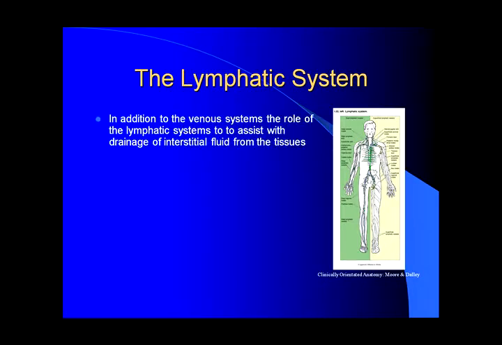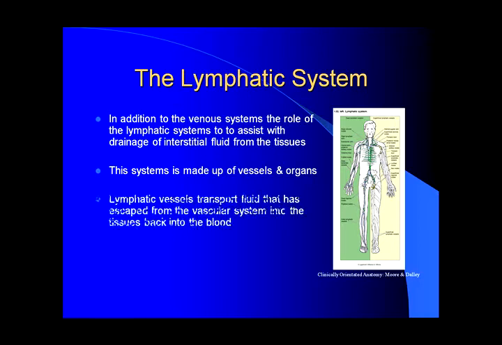In addition to the venous system, we have the lymphatic system, and the role of the lymphatic system is to drain interstitial fluid along with their metabolic byproducts away from the tissues. The system itself is made up of vessels and organs, lymphatic nodes.